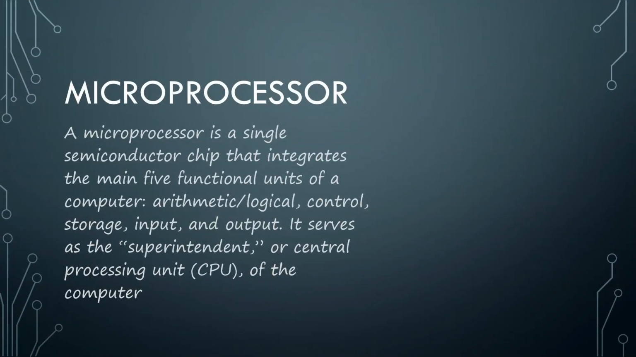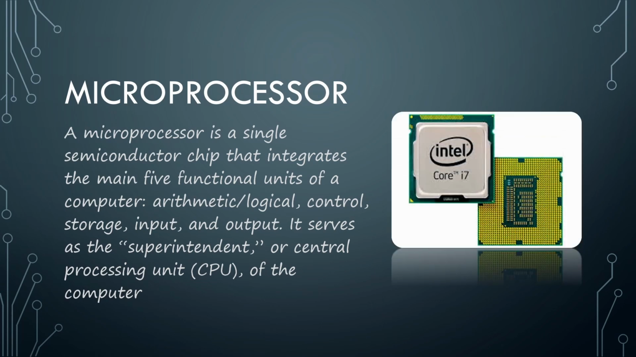So, a microprocessor is a small computing device that acts as the brain. It processes instructions and performs calculations to execute tasks. Microprocessors are essential in computers, smartphones, appliances, and many electronic devices. The first microprocessor was introduced in 1971. The Intel 4004 was the first commercially available microprocessor.